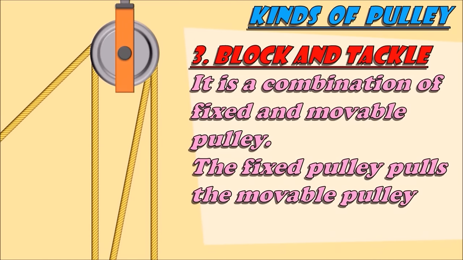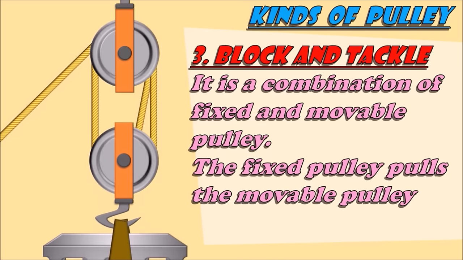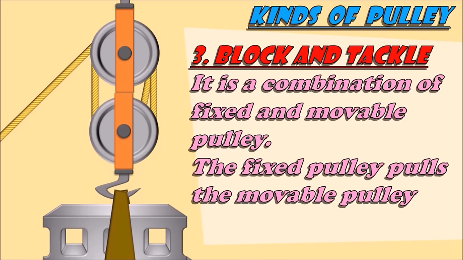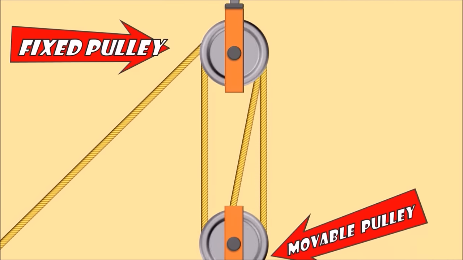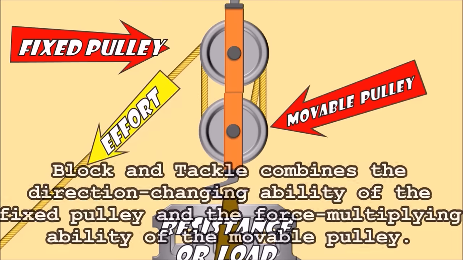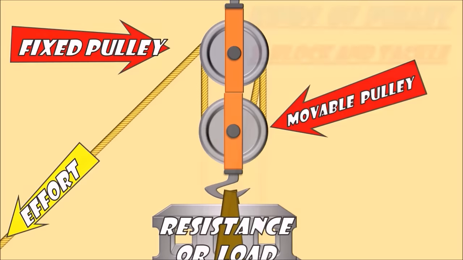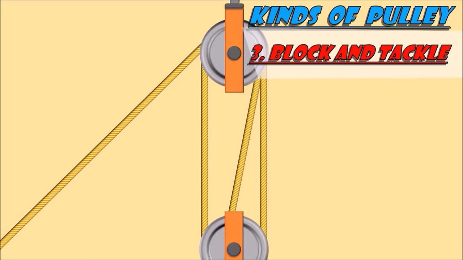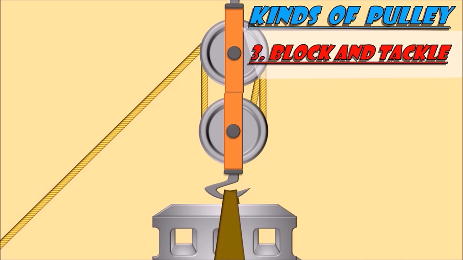Block and tackle is a combination of fixed and movable pulley. The fixed pulley is the part that pulls a movable pulley. The movable pulley, therefore, carries the resistance, as the fixed pulley is where the effort is exerted. Block and tackle combines the direction-changing ability of the fixed pulley and the force-multiplying ability of the movable pulley. Block and tackle are usually used in construction areas for lifting heavy metals and heavy loads.